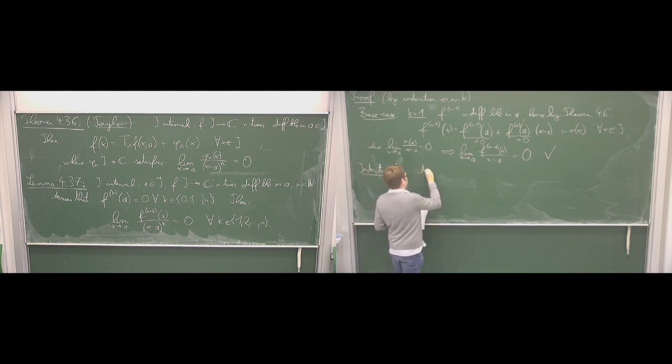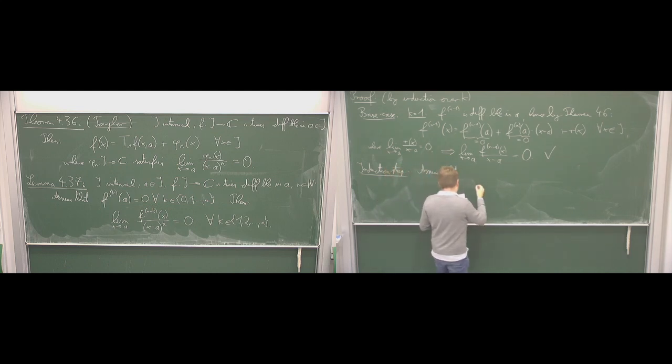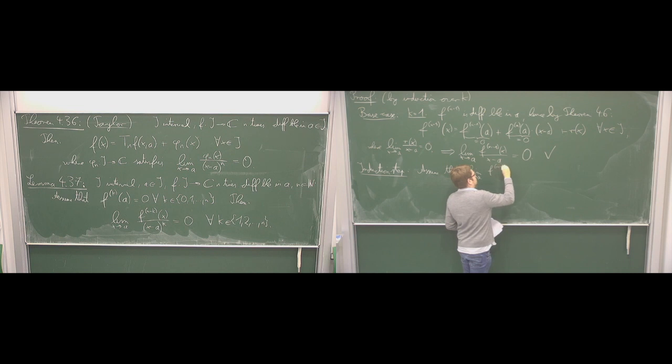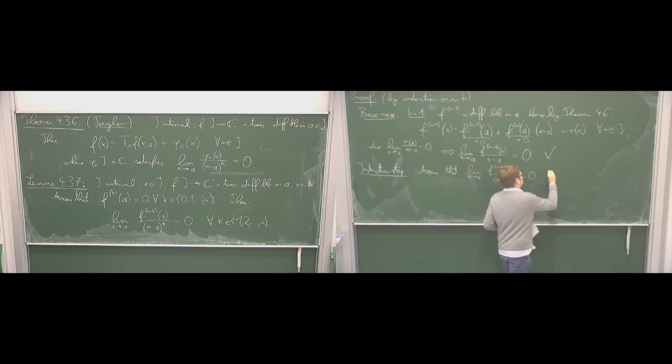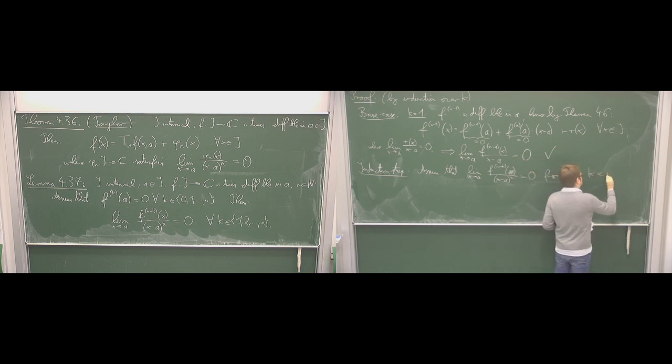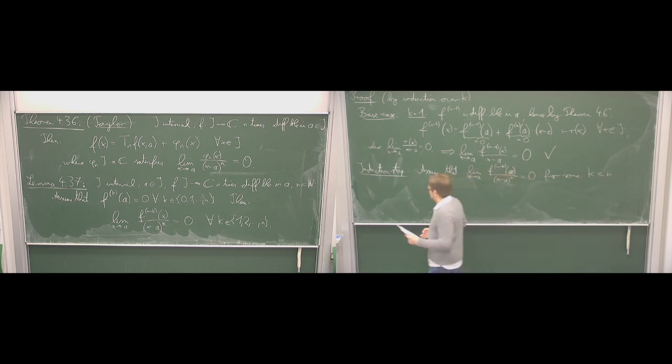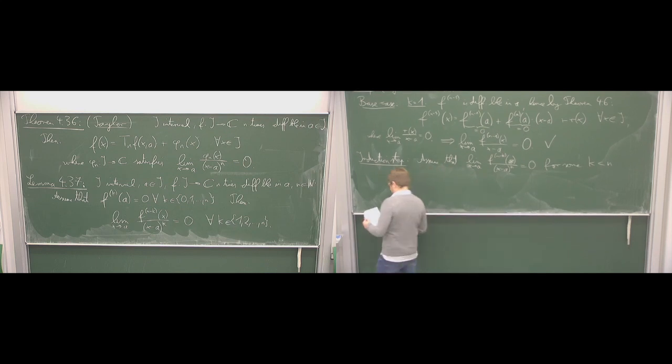So we assume that the limit of x going to a of f^(n-k)(x) divided by (x minus a) to the power of k is 0 for some k. K is smaller than n, otherwise we wouldn't have space anymore for k plus 1. So assume that this holds. Now we need to go to k plus 1.